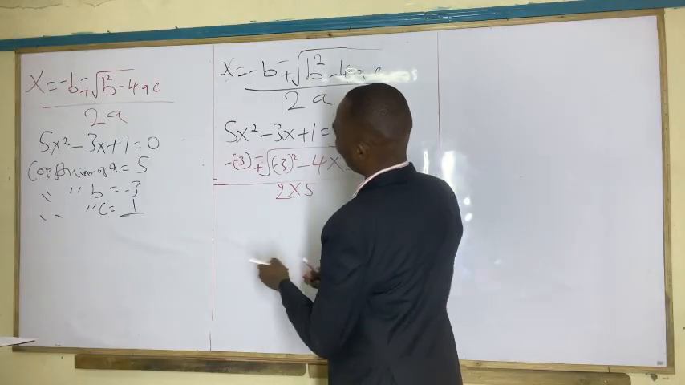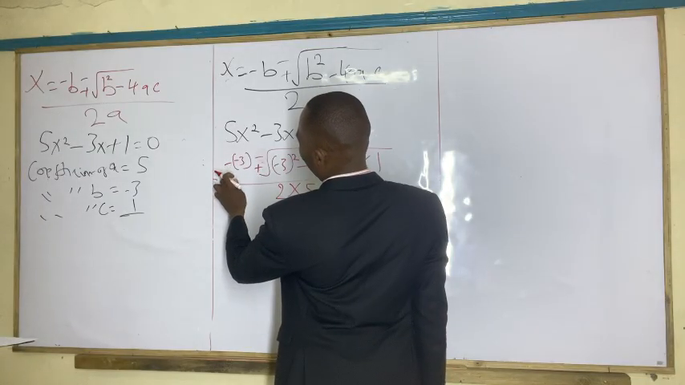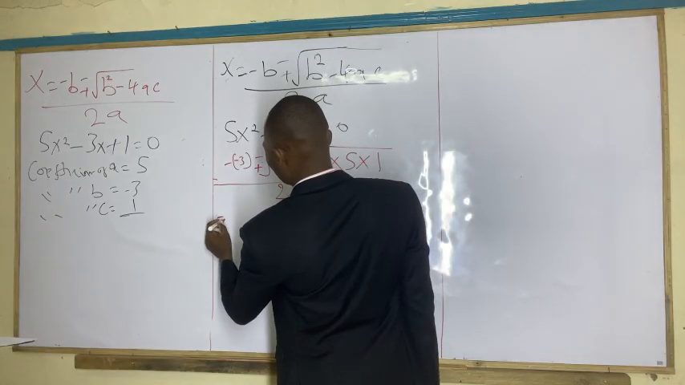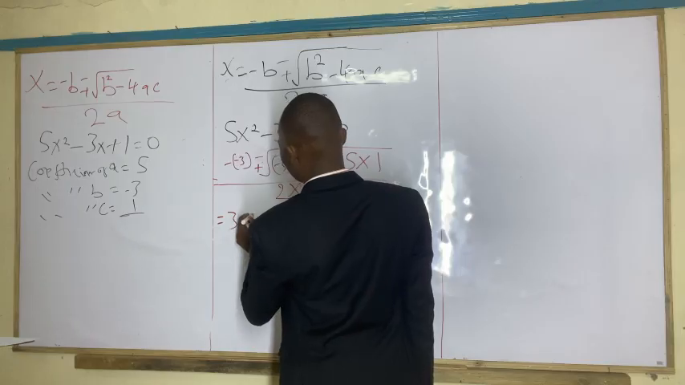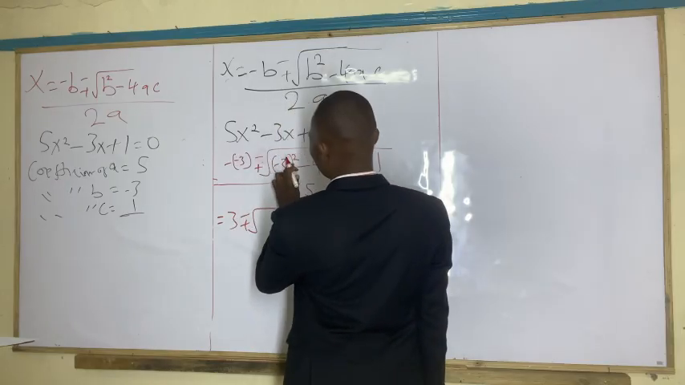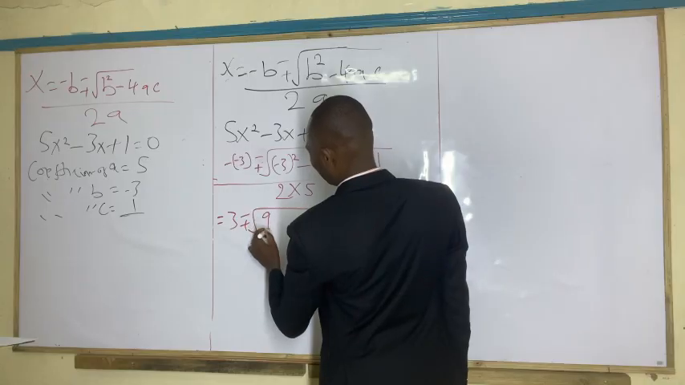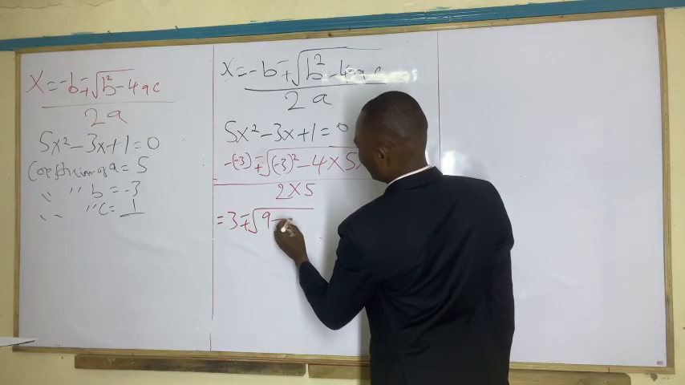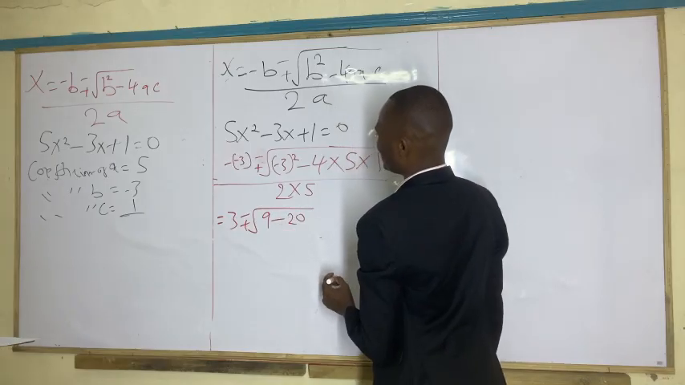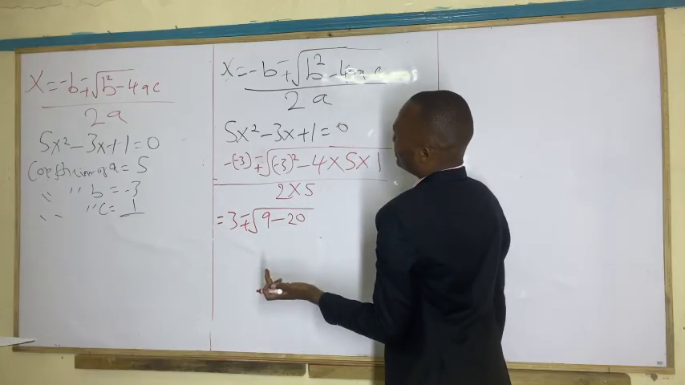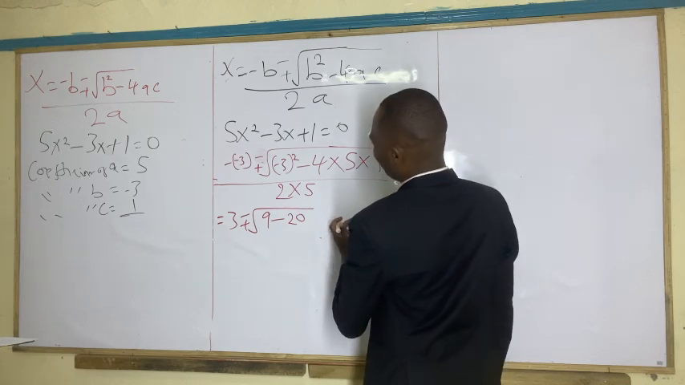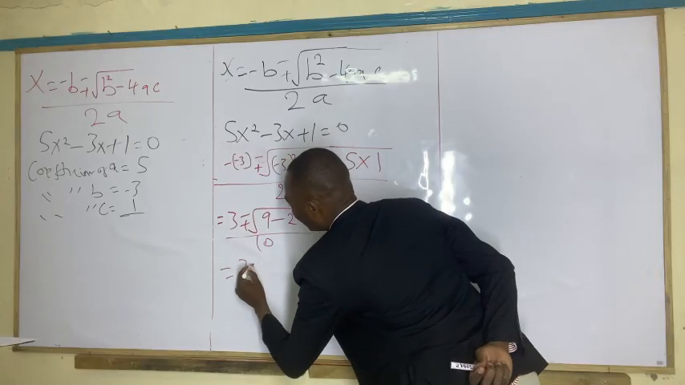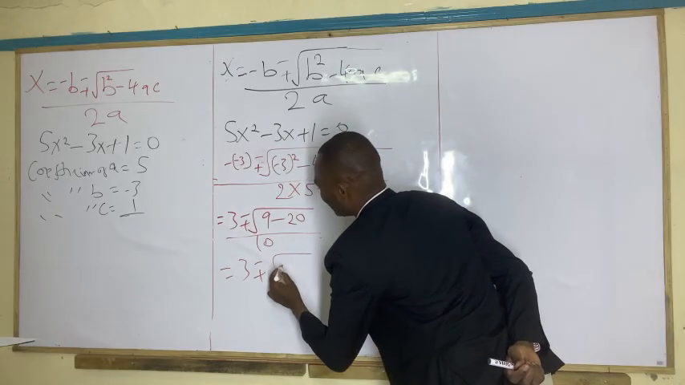Let's continue. So we will have negative 3. So x is equal to 3 minus plus. This one is negative 3 squared, that is 9, minus 4 times 5 times 1. So 4 times 5 is 20. 20, isn't it? 4 times 5, that's a 20, if I'm not wrong. Yes, 4 times 5 is 20. Then over 10. So it is 3 minus plus, that is negative.